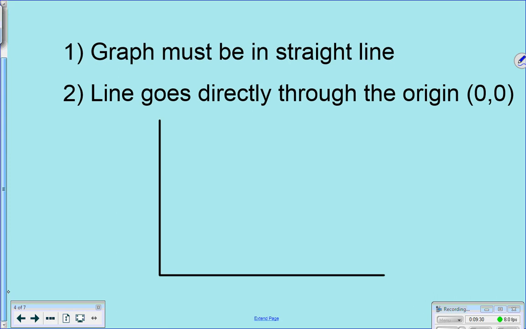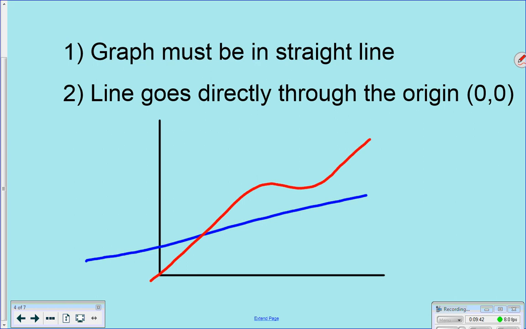If you have something like this, is this in proportion? It's straight, but it doesn't go through the origin. It has to go through the origin. So then, let's say I have something like this, but it goes through the origin and it's not straight. You have to have both of them.